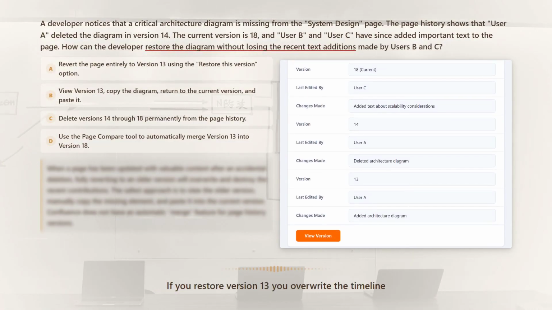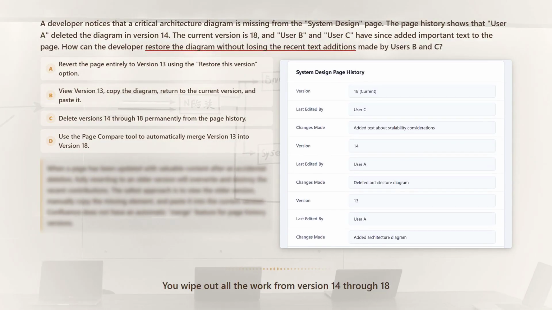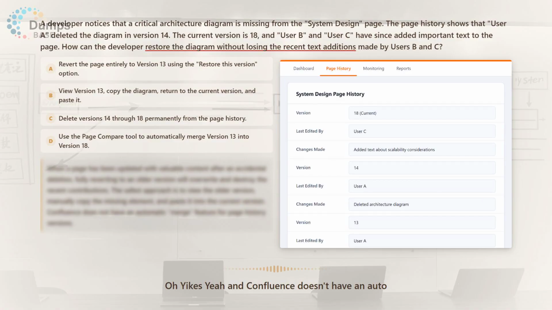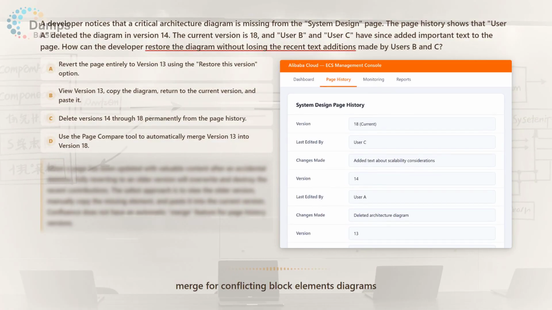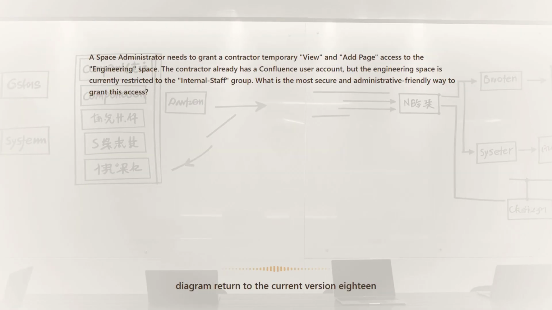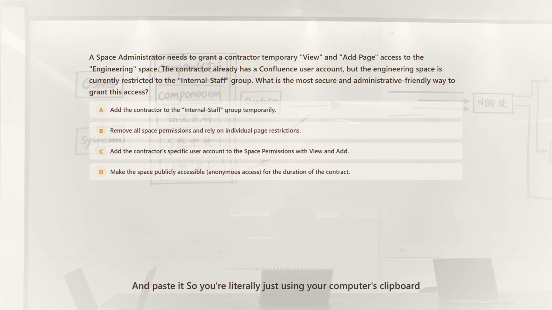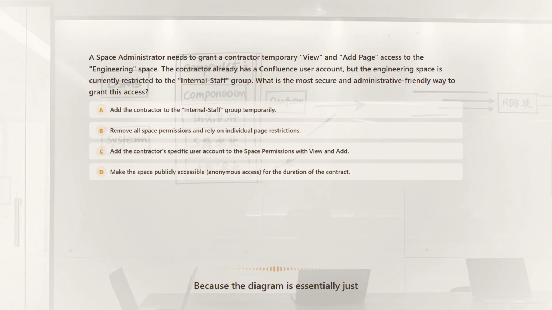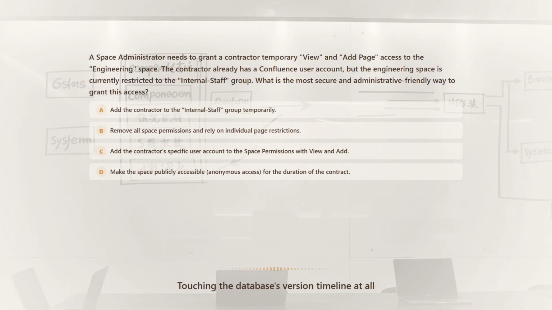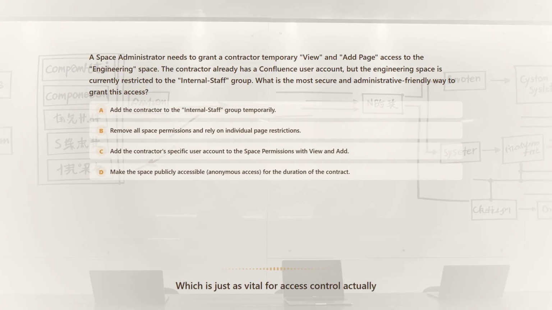If you restore version 13, you overwrite the timeline. You wipe out all the work from version 14 through 18. Oh, yikes. Yeah, and Confluence doesn't have an auto-merge for conflicting block elements like diagrams. You simply view version 13, copy the diagram, return to the current version 18, and paste it. So you're literally just using your computer's clipboard. Because the diagram is essentially just an HTML asset, you can extract it without touching the database's version timeline at all. It's surgical precision.